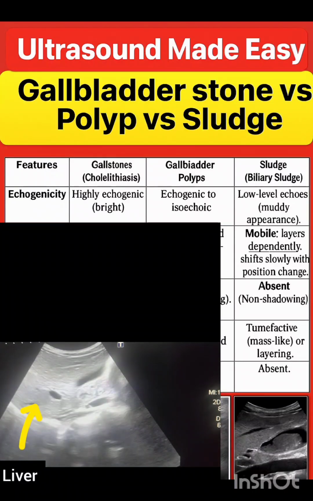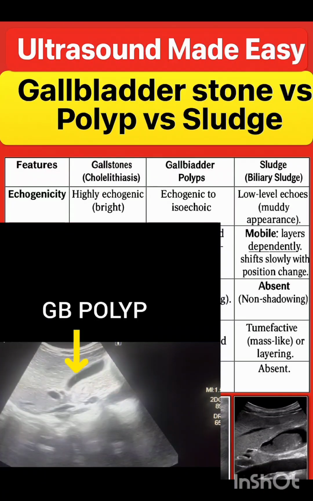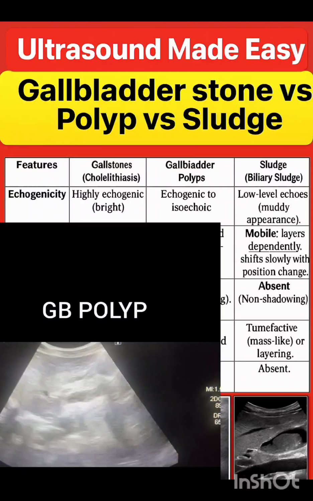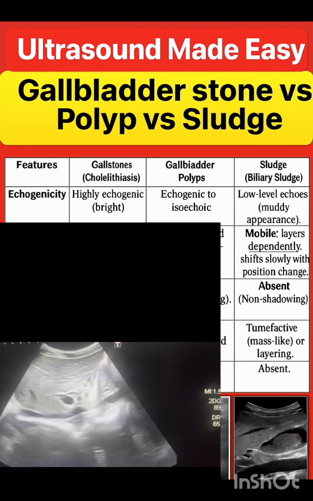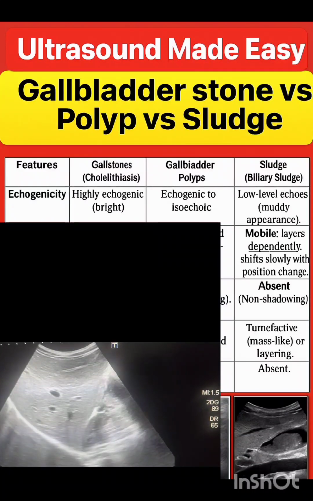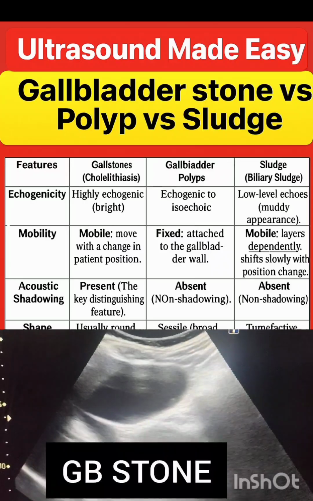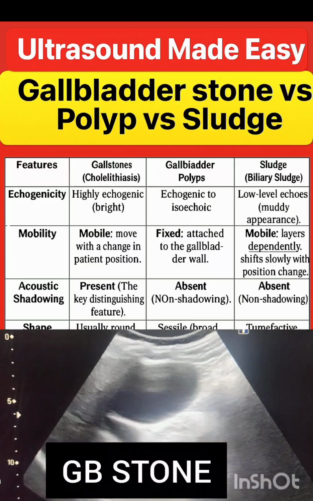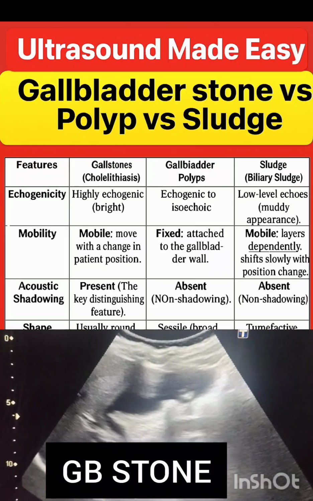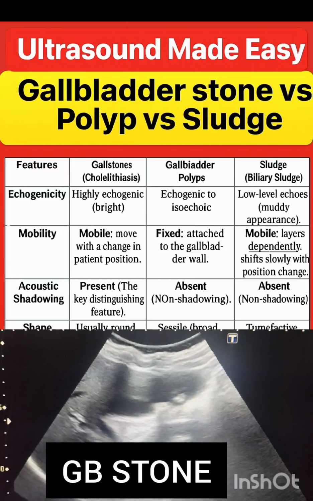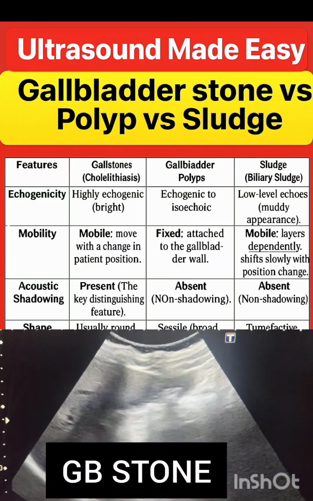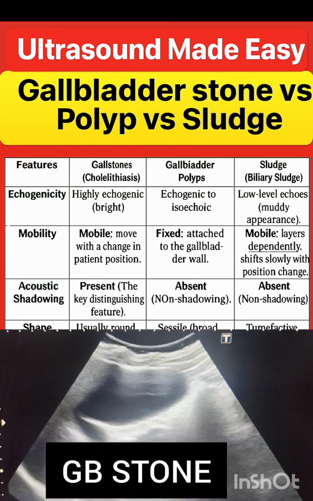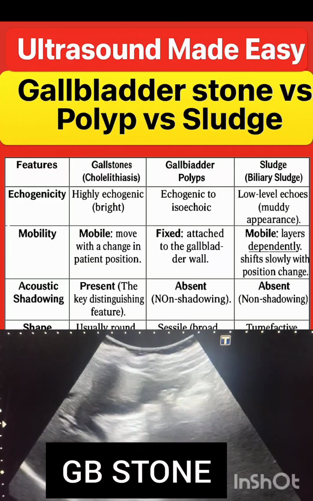Today in this ultrasound video we will discuss ultrasound findings of the gallbladder. Gallbladder ultrasound is always performed in fasting condition, when the gallbladder is fully distended. In a contracted gallbladder we cannot rule out any gallbladder pathology.